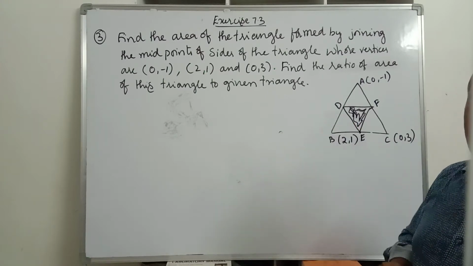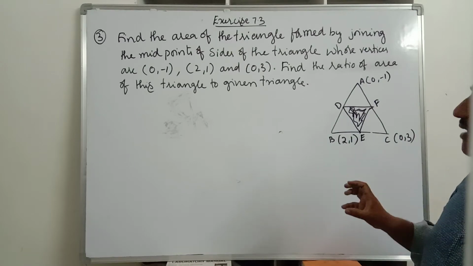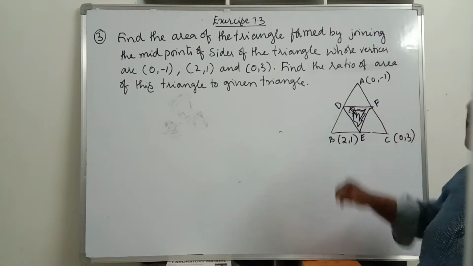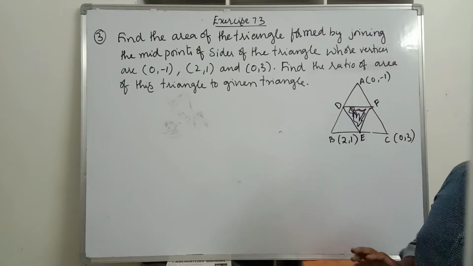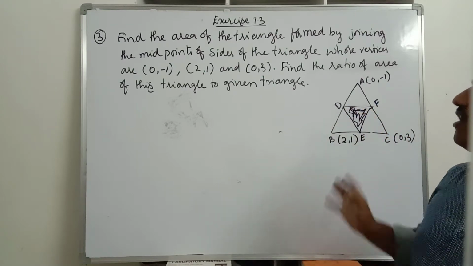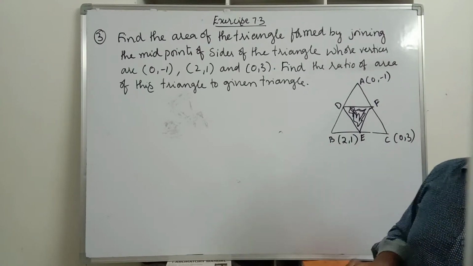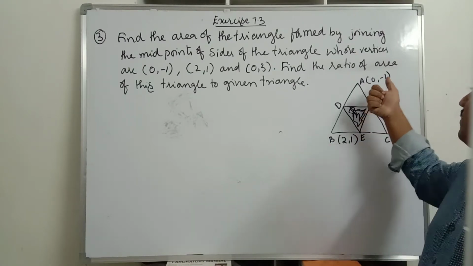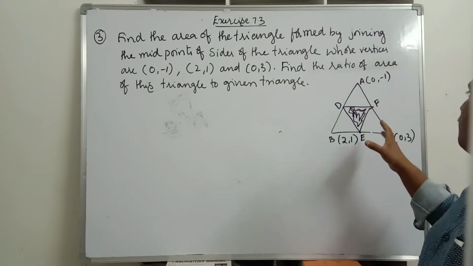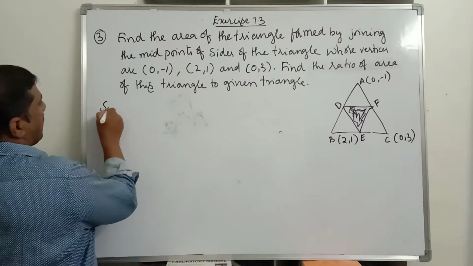So we will use the midpoint formula to find the coordinates of points D, E and F. So the first and foremost part is to find the coordinates of points D, E and F by using the midpoint formula. Then, knowing the three vertices of triangle DEF, find the area of triangle DEF and the area of triangle ABC, and find the ratio. We will get the ratio of the area of the new triangle to the given triangle. Now we will first find the midpoints of the three sides of the triangle.